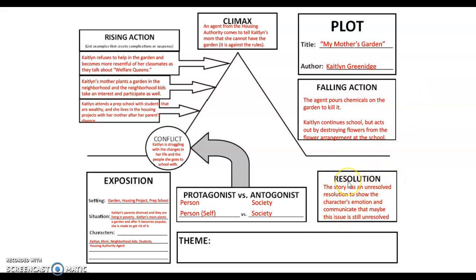Now, in class we talked about how this is an unresolved resolution. We don't have that happy ending like we do in Fish Cheeks where the character learns their lesson. So you could say the story has an unresolved resolution to show the character's emotions, that emotion of rage, that emotion of anger, and communicate that maybe this issue is still unresolved. So unlike Fish Cheeks, which felt very resolved and kind of positive at the end, Greenidge's text kind of leaves the reader wondering, like, well, what did happen to her? So you can pause now and write down the resolution.